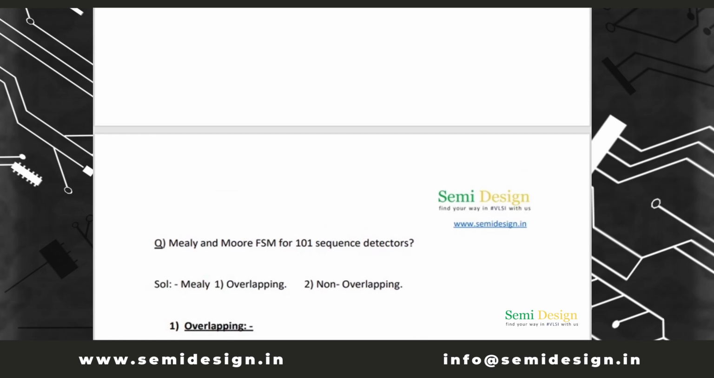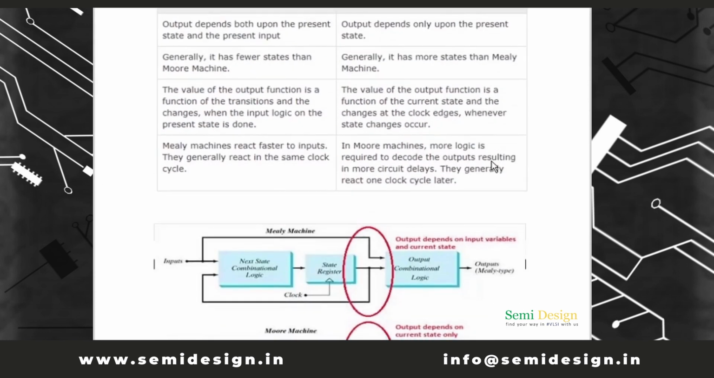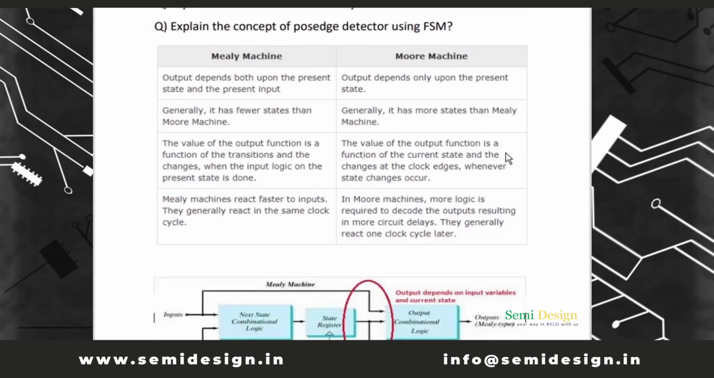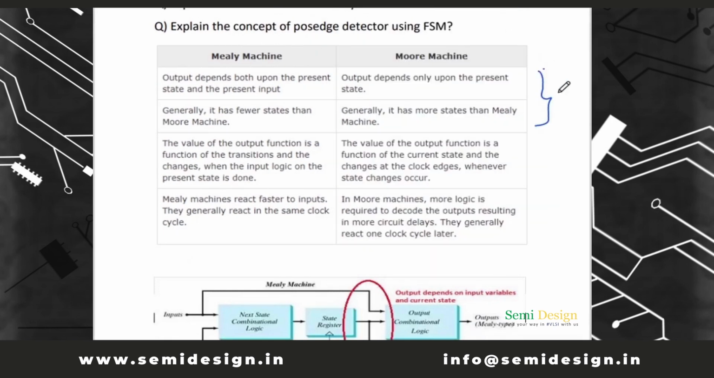Before moving to this, let's have a little bit of theoretical discussion on what is the main difference between Mealy and Moore FSM. We will see 2 points first, and we will try to put those points into practice. As you can see on the screen, the box represents the difference between Mealy and Moore FSM. The first point says that in Mealy FSM, output is a function of present state and present input, whereas in Moore FSM, output is a function of present state only.